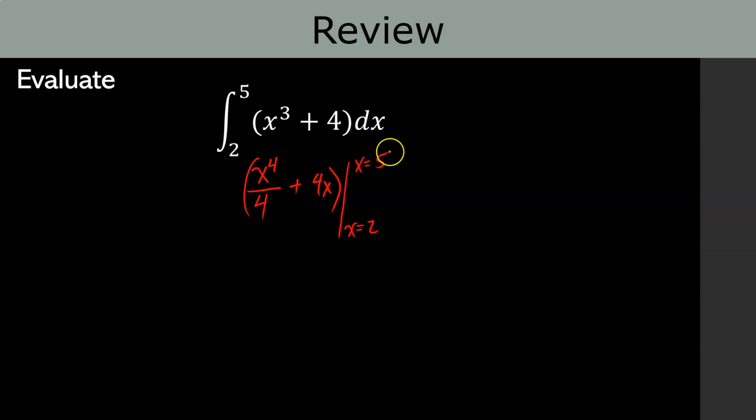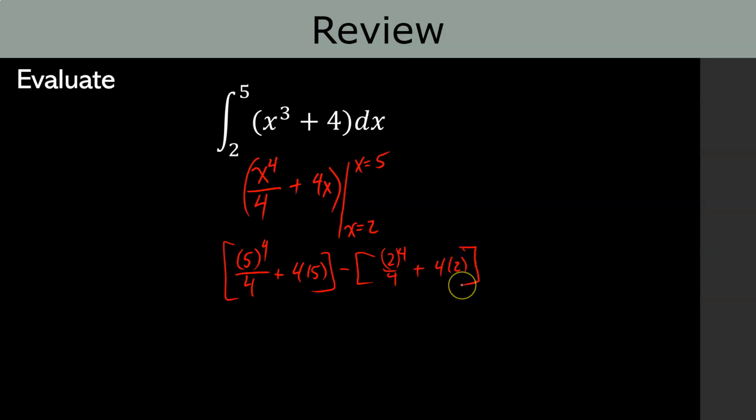So we'll put in, do you remember, do we put in the 5 or the 2? It's going to be the 5 first, so 5 to the 4th over 4 plus 4 times 5. And we're going to subtract from that 2 to the 4th over 4 plus 4 times 2. Okay, so that part we know. That's part of the fundamental theorem of calculus. We're going to worry about the other part.